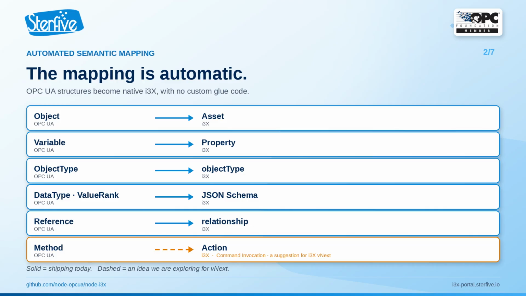Here's an idea we'd like to put on the table. i3X is a young standard, and incorporating methods and actions may be its next great step. Our command invocation experiments are our way of exploring that with the community.